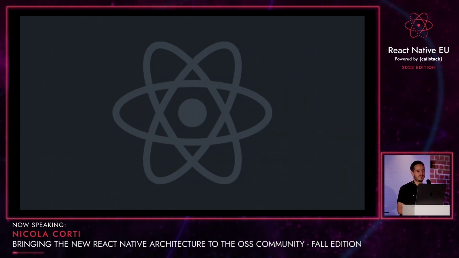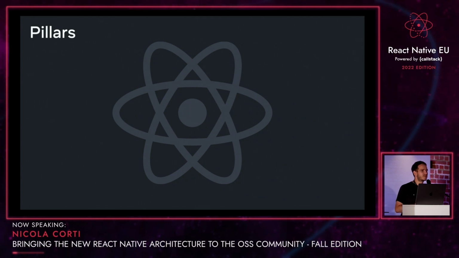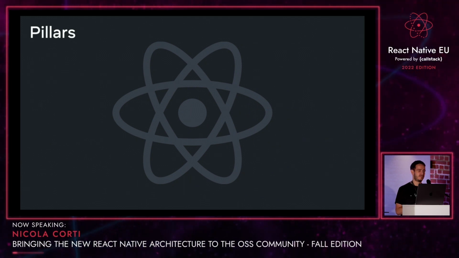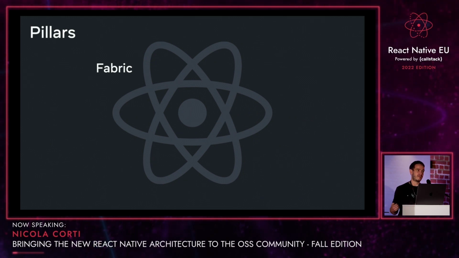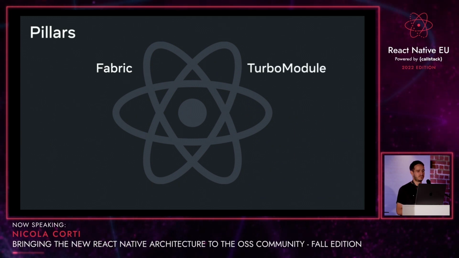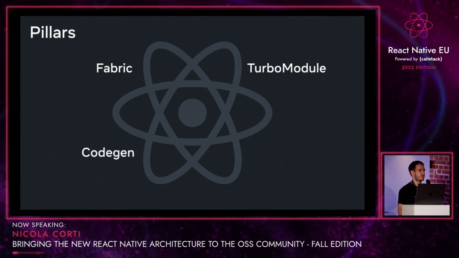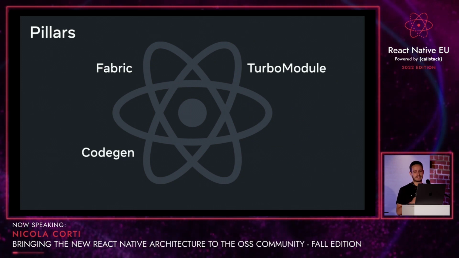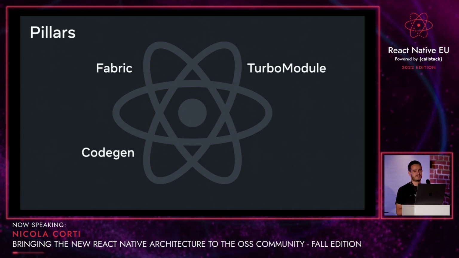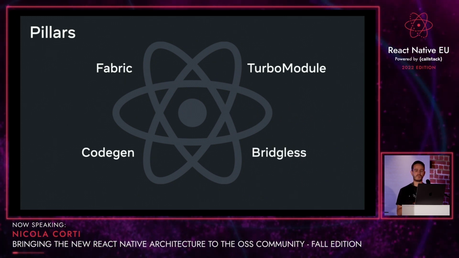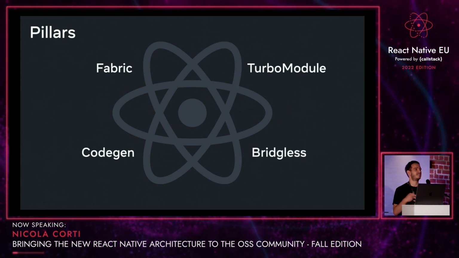So what is the new architecture? We have some components which in the documentation you will find referenced as pillars. And let me touch briefly on them. So first, we have the new renderer, and the code name for this is Fabric. Then we have a new native module system, which we call the turbo modules. We do have a component which generates a lot of code to support those pillars, which is called the Codegen. And then we have a new way of starting the apps, which is called the bridgeless mode. So once everything has been migrated, we can effectively get rid of the bridge.